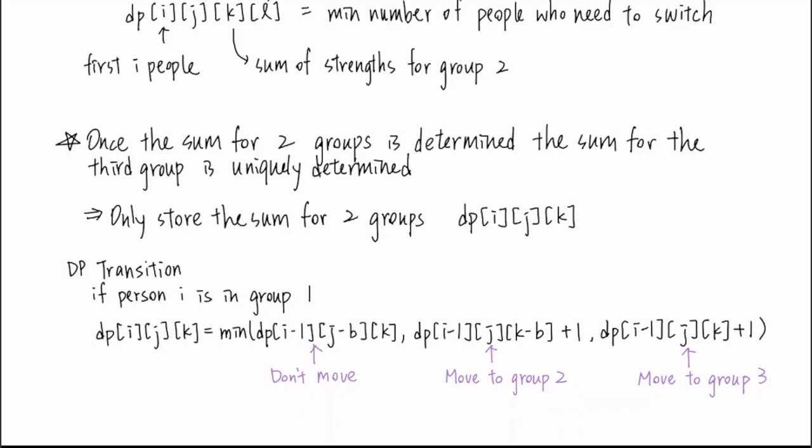And we would do the same thing for all the other people, and if they're in group 2 or group 3. So if they are in group 2, they also have three possibilities: to stay in group 2, or to move to group 1, or to move to group 3. And the same thing happens for a person in group 3. So let's look at the code for this problem.